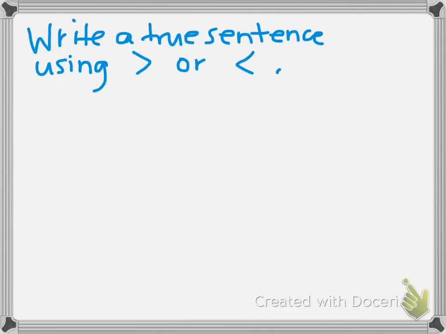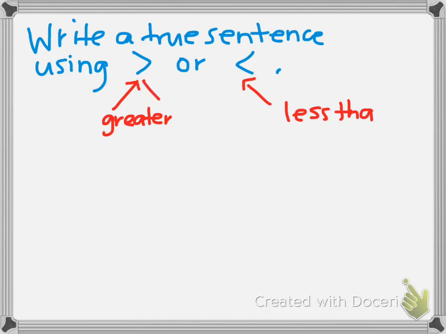Okay, write a true sentence using greater than or less than. This is greater than, and this one is less than. And you read it left to right. Here the opening is on the left, so it's greater than. Here the opening is on the right, so it's less than.